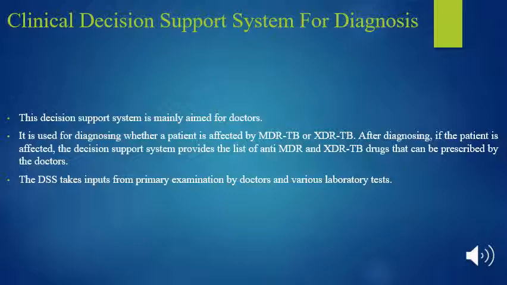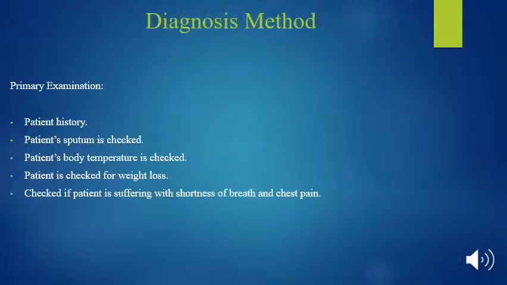The DSS takes inputs from primary examination by doctors and various laboratory tests. The clinical decision support system diagnoses MDR-TB and XDR-TB with two steps: primary examination and laboratory test. In primary examination, the doctor collects patient history and checks if he or she coughs with thick cloudy mucus, sometimes with blood. They are also checked for fever, chills, night sweats, fatigue and muscle weakness. Often the patient loses some weight and they are also checked for shortness of breath and chest pain.